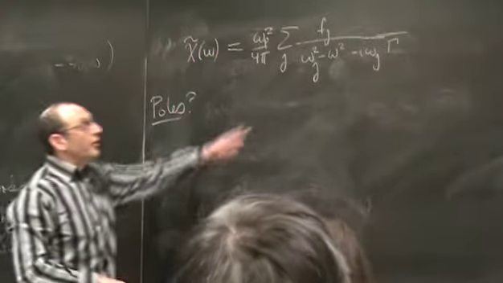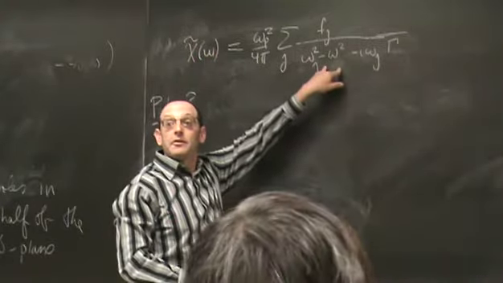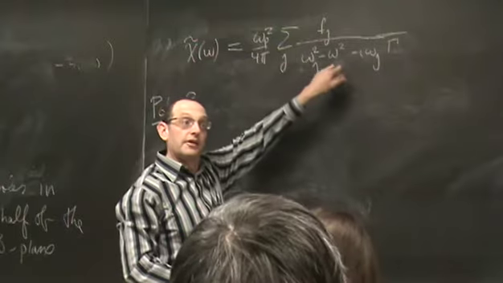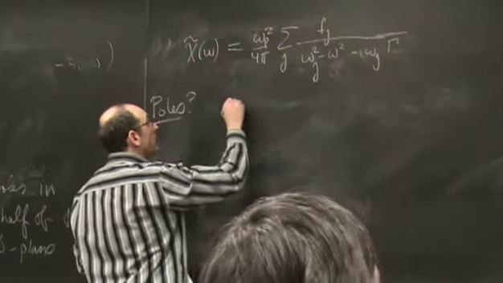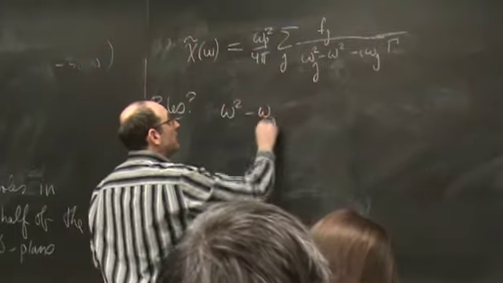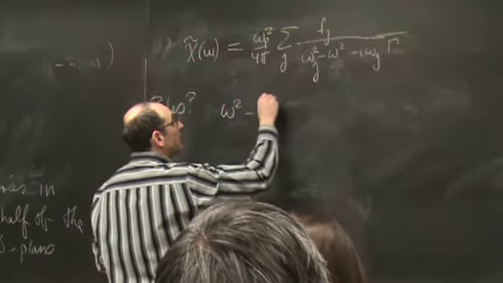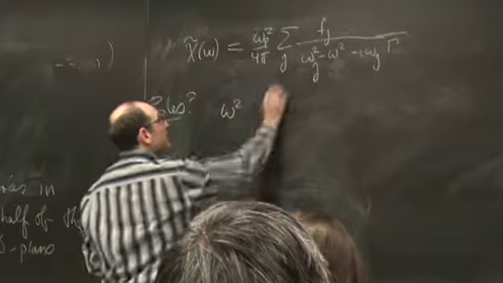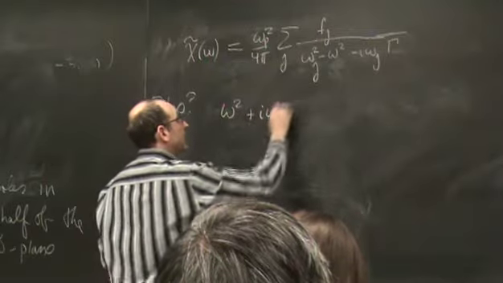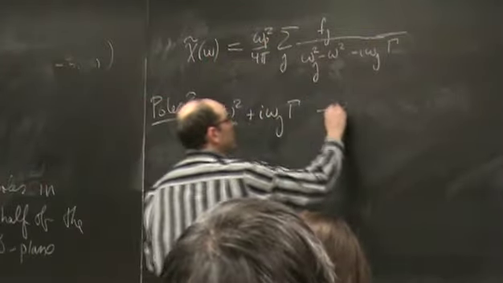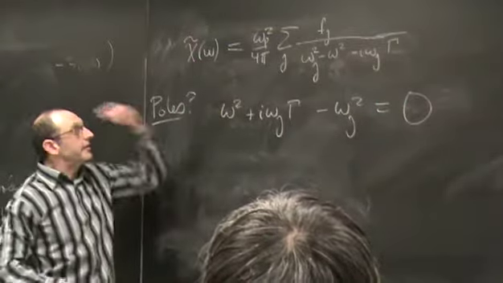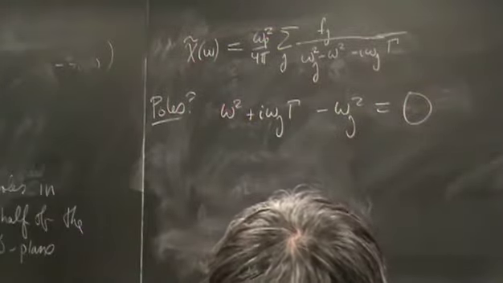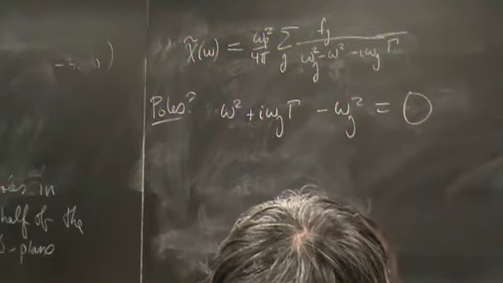Well, the poles are the place where this goes up. So the poles are the roots of the denominator. So the poles are the solutions to the equation omega squared plus i omega gamma minus omega_j squared equals 0. Just multiply that by a minus sign.